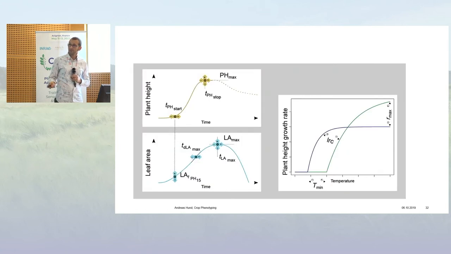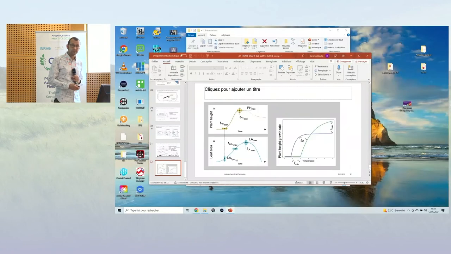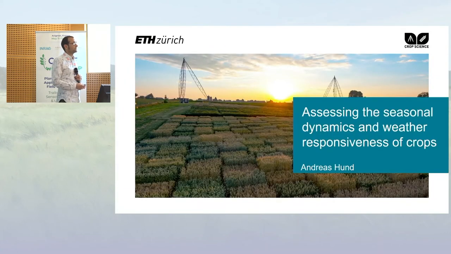And finally, we can try to assemble everything into a big picture. That's what we are just doing now. So using all these parameterized values to assemble that in a big picture. And this is already the end of my talk. I'm sorry. Sorry, guys, you messed really up my talk.